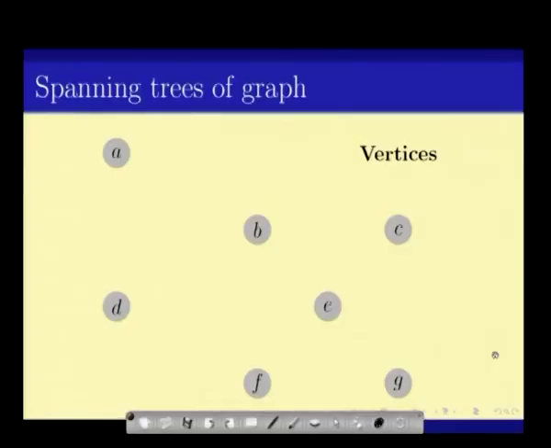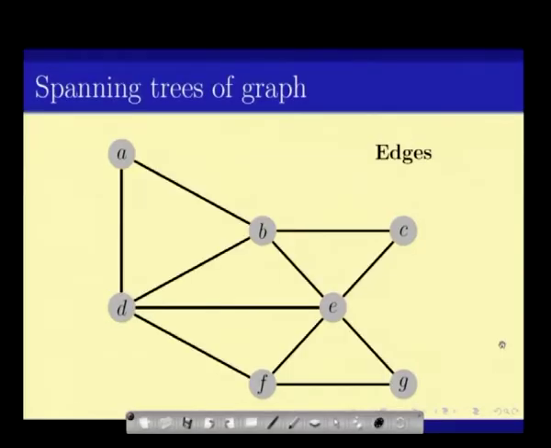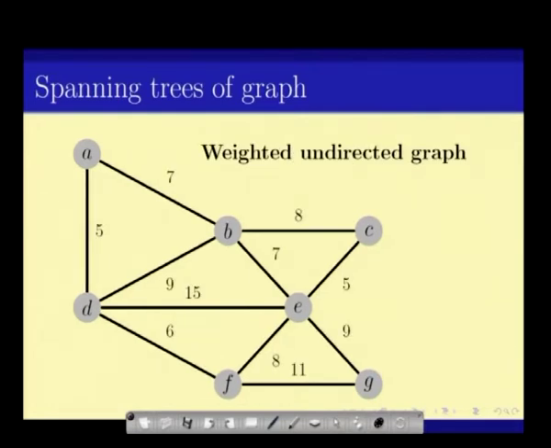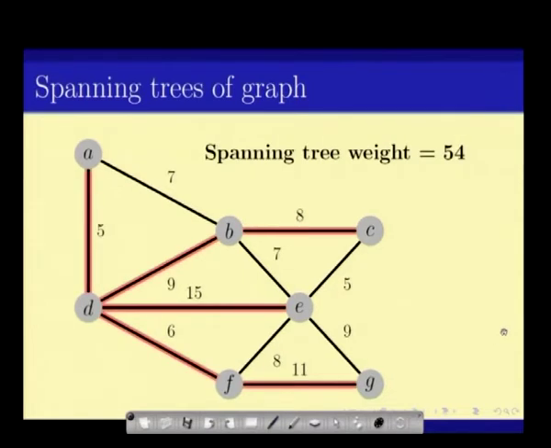So, for example, here is an example. I have these edges and I have these weights on these edges. We can have various kinds of spanning trees. For example, this is a spanning tree whose weight is 54. Now, why is it a spanning tree? It touches all the vertices and it is a tree because it does not contain any cycle.